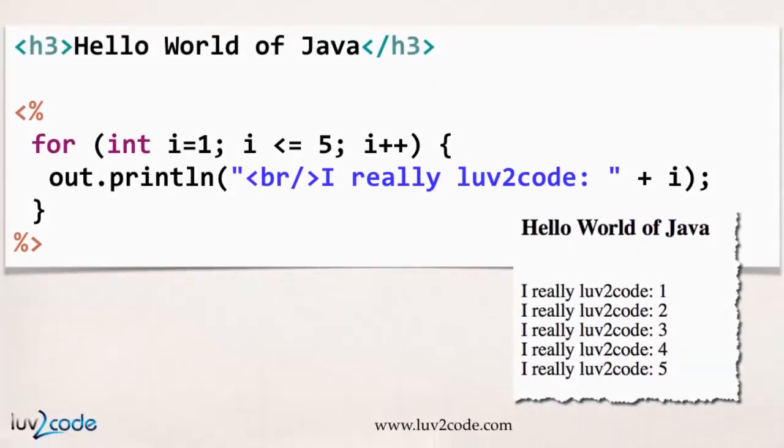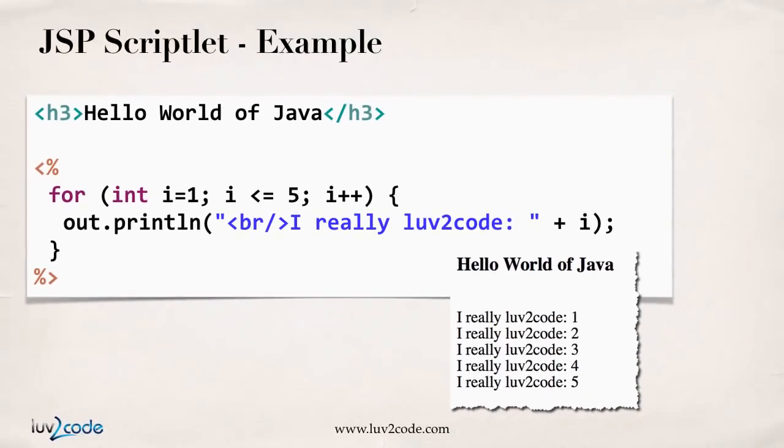Now, here's the output at the bottom of what we'll see once we run this JSP. We'll have our header, hello world of Java. So here we'll have our statement printed 5 times along with the actual loop index. And that's the basics there on setting up a JSP scriptlet. So angle bracket %, and then you go ahead and you write your Java code.